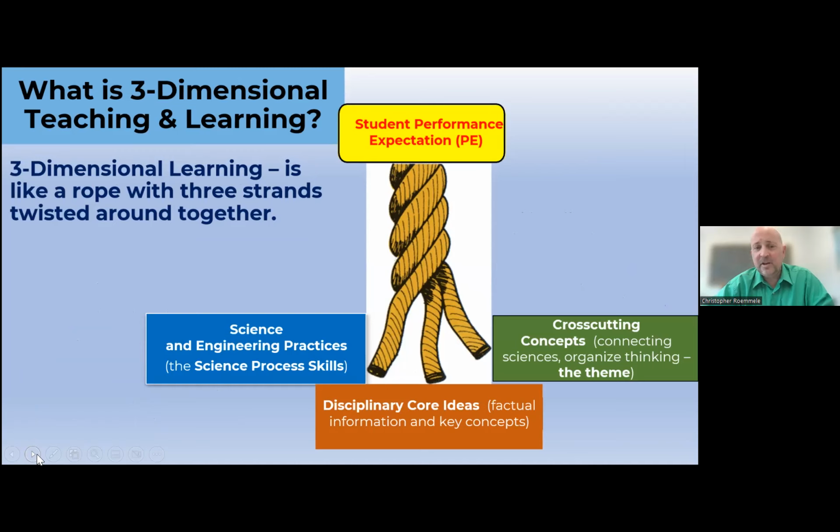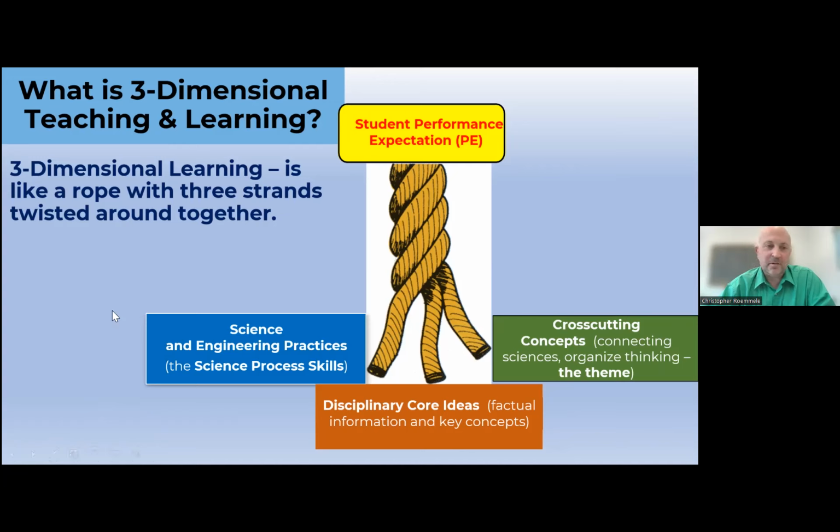And those three strands represent the core ideas, the actual factual scientific concepts, the key concepts of that particular standard. The practices of doing science, what we sometimes call the science process skills, things like measuring, observing, developing hypotheses, working with variables, interpreting and analyzing data, using and creating models, things like that. And then this third strand, the cross-cutting concepts.